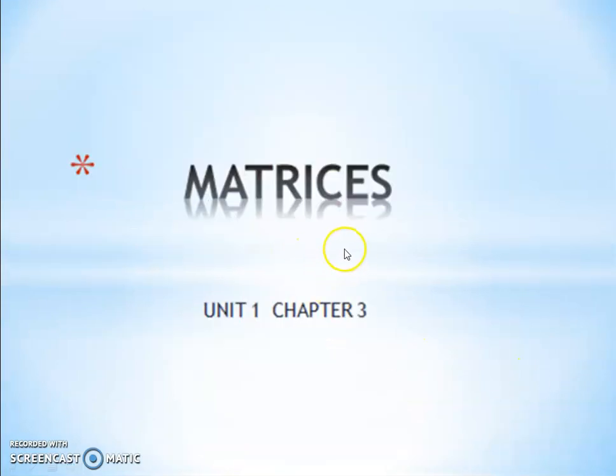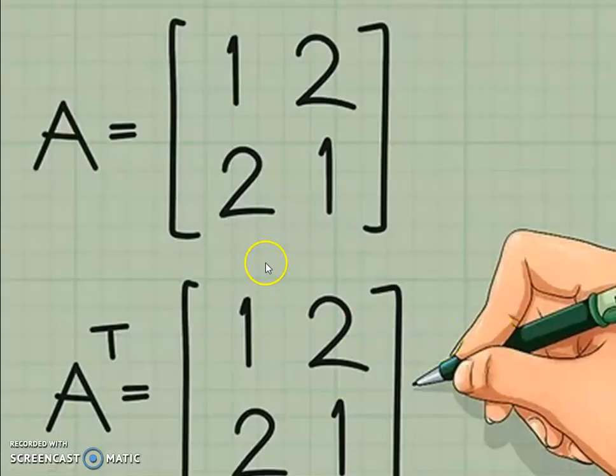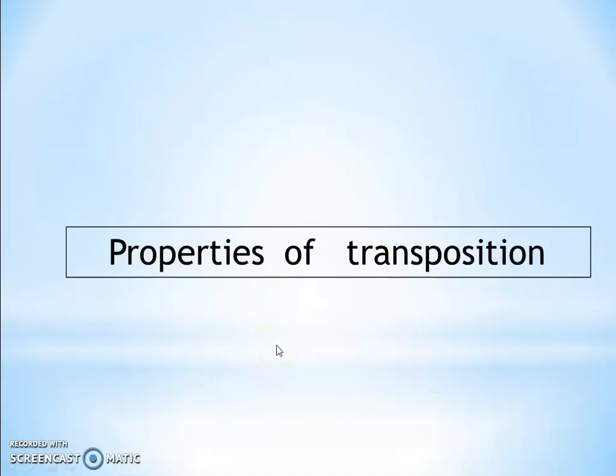Today's lecture depends on our very important chapter, Matrices, chapter number 3, unit 1. Last lecture we continued with the transpose of matrices. That is, given any matrix, we interchange rows into columns. For example, 1 2 is the first row and 2 1 is the second row, so we convert the first row into the first column. That is, 1 2 is the first column and 2 1 is the second column. That is how A transpose is given. Today's lecture depends on the properties of transposition.